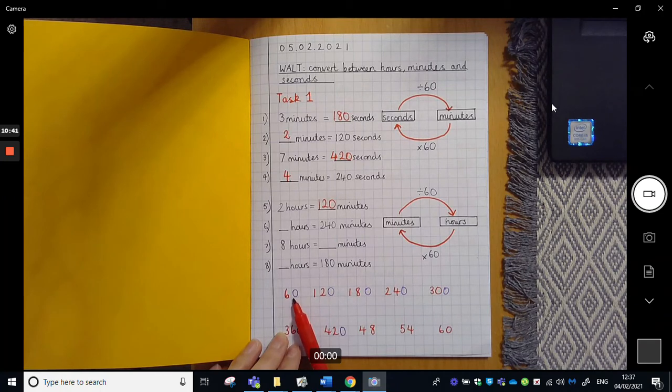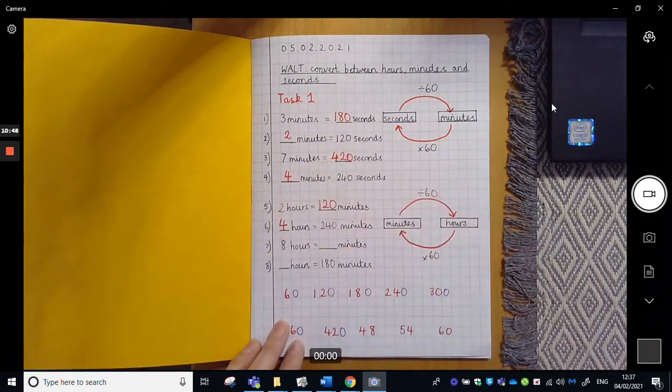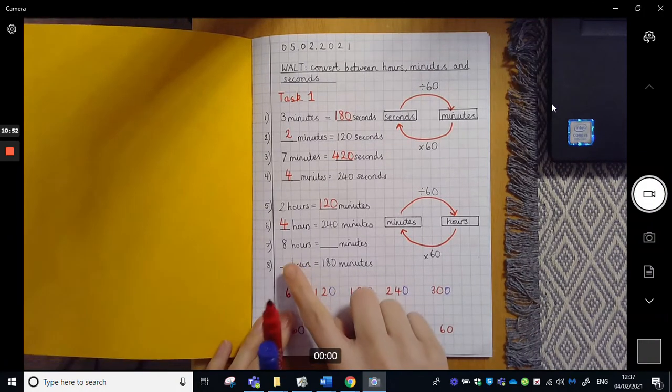Let's see together. 1, 2, 3, 4. So there are 4 hours, which is equal to 240 minutes. Well done if you're getting this with me. Okay, so next one is 8 hours.